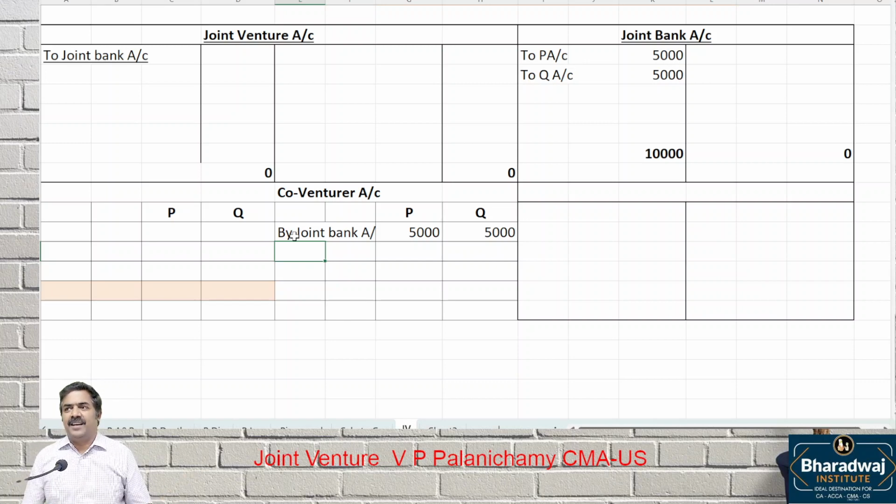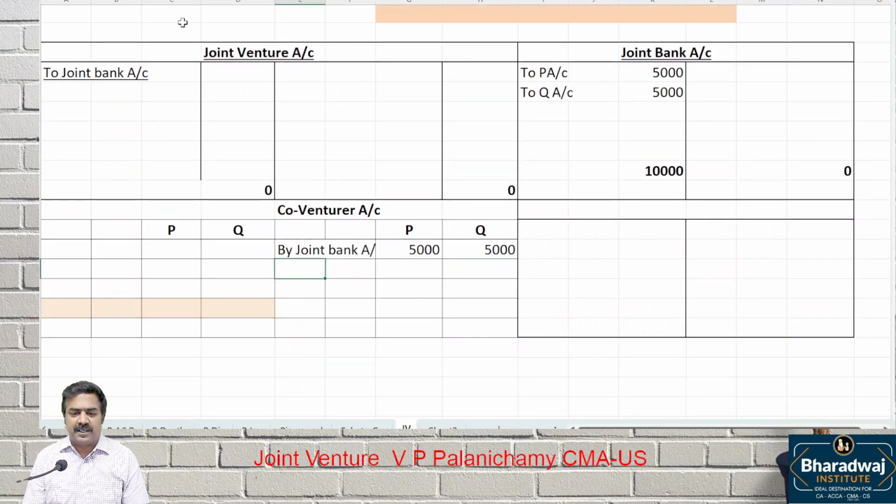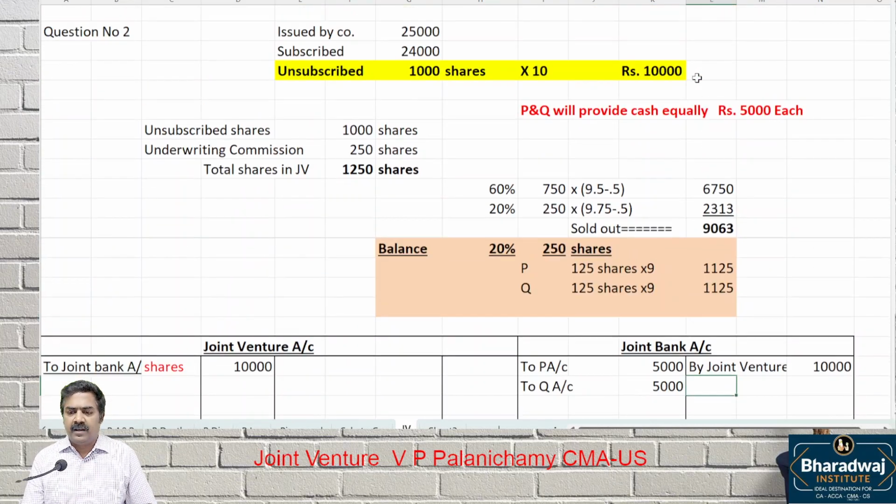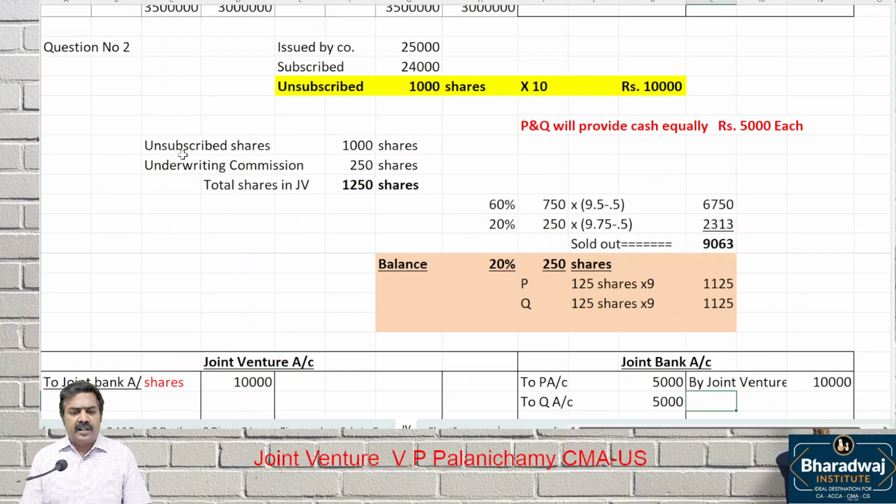They should pay the money to the company and purchase. Joint venture account debit to joint bank account. They have to pay the money for the shares. How much should they pay? 10,000 rupees they should pay. It will come as joint venture by joint bank. For the shares, they pay 10,000. Thereafter, they get the shares. Totally how many shares do they get? 1,250 shares they get.